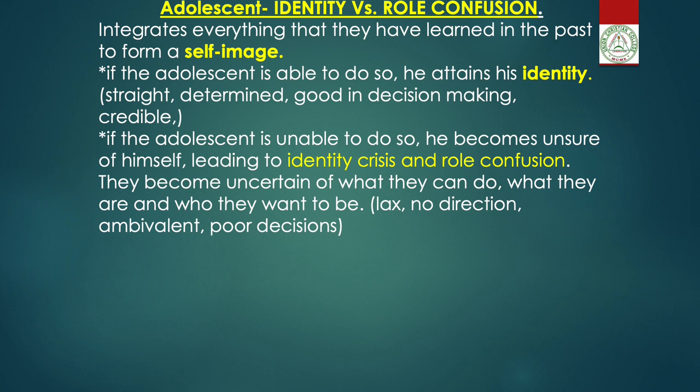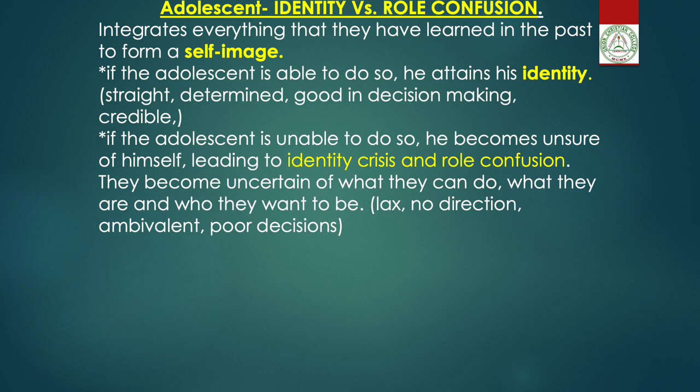So what happens? The child will grow to be lax. He will have no direction in his life. He will have the feeling of ambivalence. When you say ambivalence, it is the two opposing emotions. Gusto niya pero ayaw niya. Parang hindi siya. The person cannot make up his or her mind. There will also be poor decisions. Okay. So that's what happens when the child develops identity crisis or role confusion.